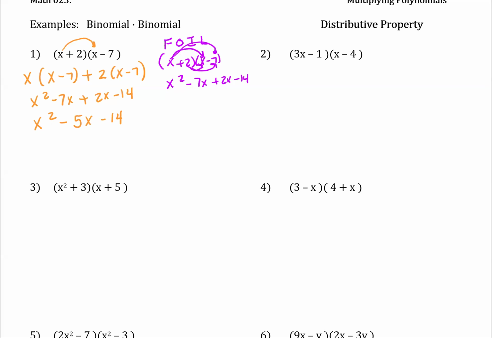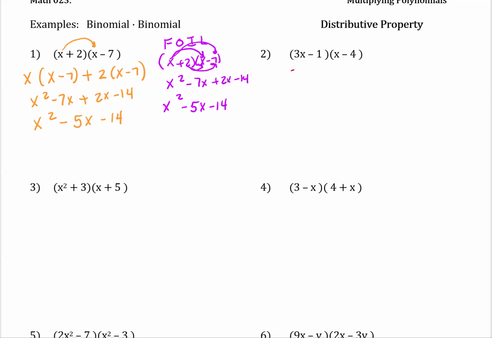Clearly, it's the same work that I have in orange, but it just depends on how you'd like to show your work. So x squared minus 5x minus 14. The FOIL method is sometimes called the claw because it looks like a claw when you draw the arrows. I will write these out as a distributive property when I show my work.